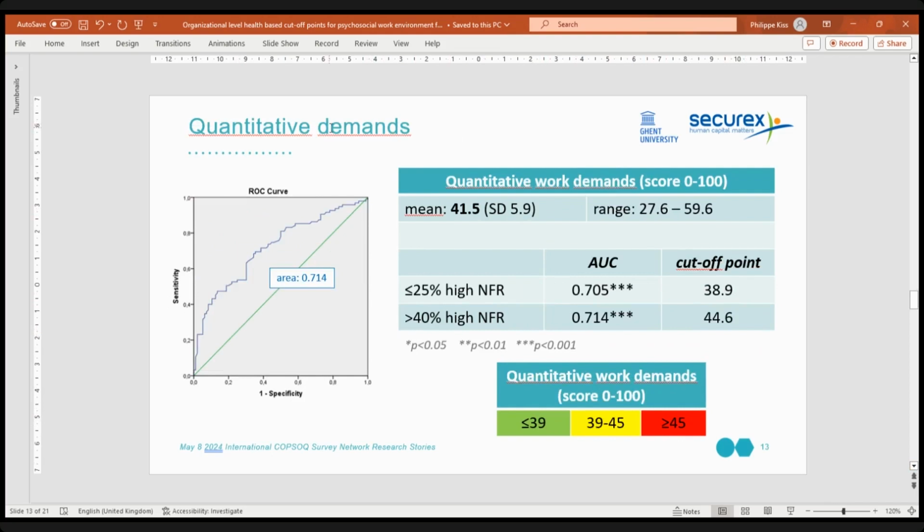We did it also for quantitative demands. Same system: mean, range, area under the curve for the value for the good ones, area under the curve for the value for the bad ones. 38.9 becomes 39, 44.6 becomes 45. In between, yellow.